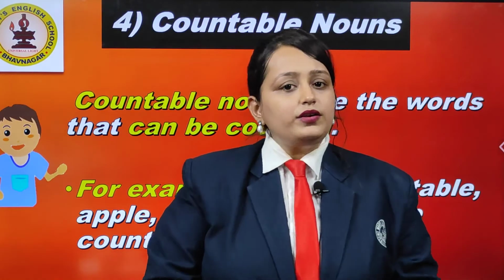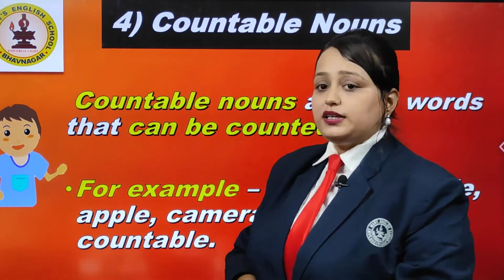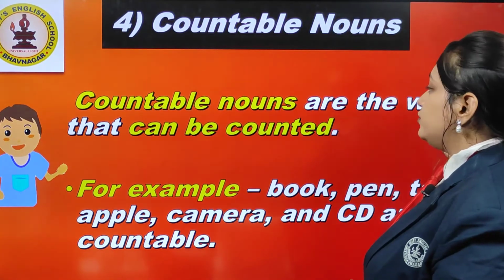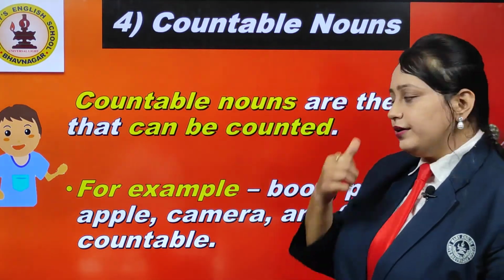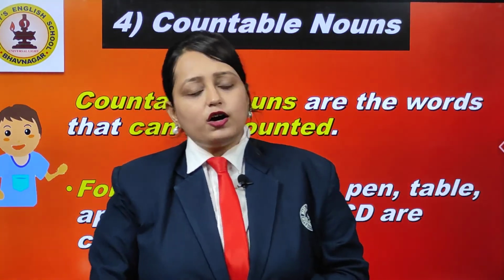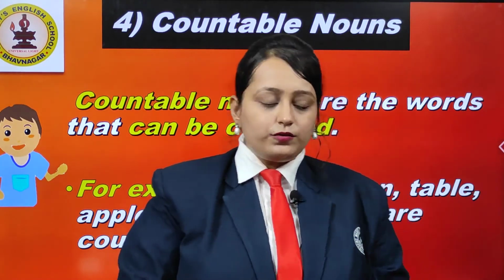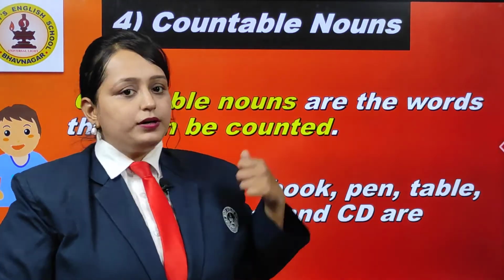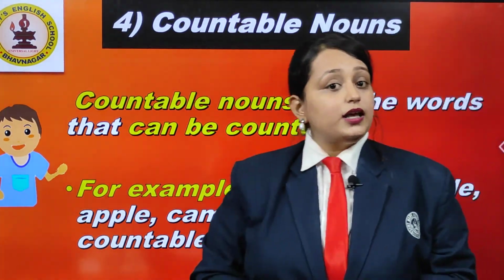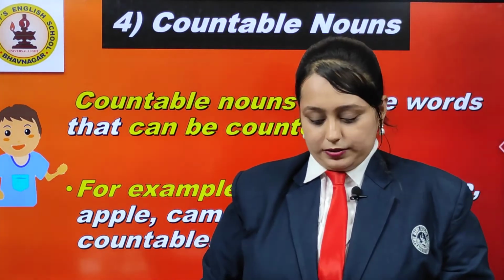Now let's study what is an uncountable noun and a countable noun. First, let's see the definition of countable nouns. Countable nouns are the words that can be counted. For example, a book. Can you count a book? Yes. How many books do you have for your 6th class? You have many books, but you can count them. So that is a countable noun. Pen, table, apple, camera and CD. All these nouns are countable.